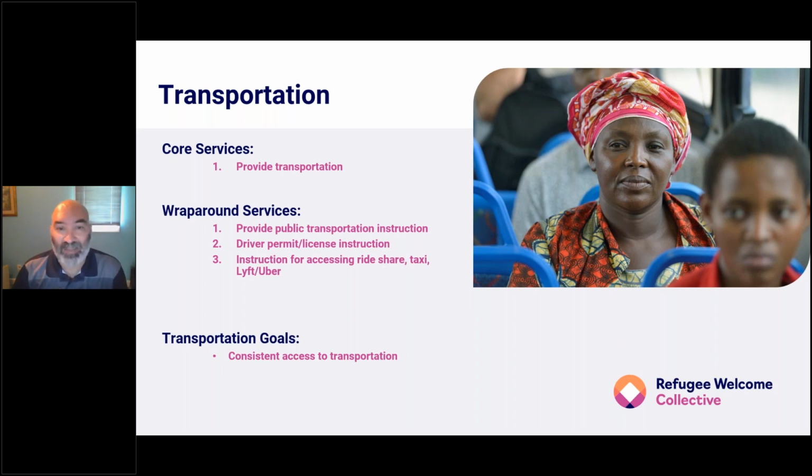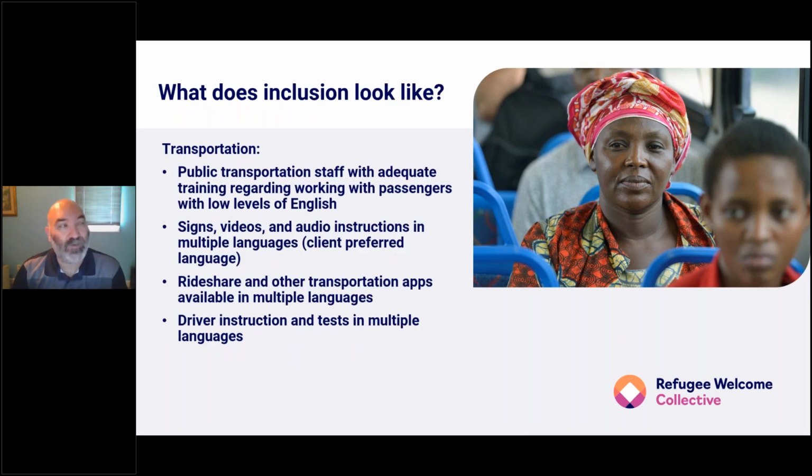Let's go to the next slide and think about, again, what does integration look like? What is the community's responsibility for trying to become a welcoming society when it comes to transportation? Public transportation staff with adequate training regarding working with passengers with low levels of English. Some cities and some bus drivers I've seen are amazing at this, wonderful, and others not so much. So, what can we do to advocate in our own community so that public transportation staff are adequately trained regarding working with passengers with low levels of English?